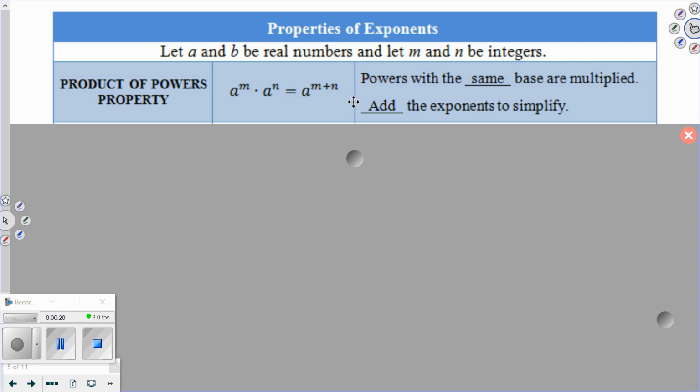So the first one, product of powers property. I don't care if you know what they're called as long as you know how to use them. Okay, there are no proofs in this class, so if you're thinking back to geometry and you had to know the names of everything, you don't have to in Algebra 2.